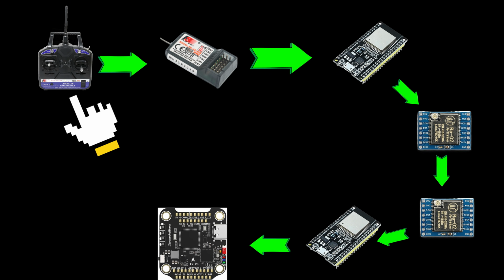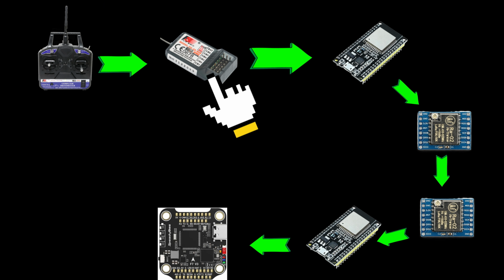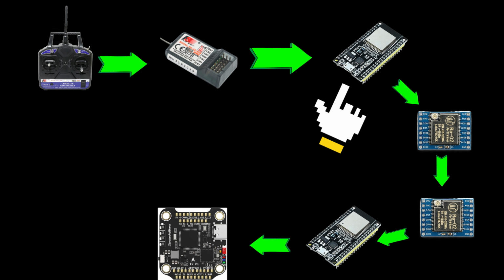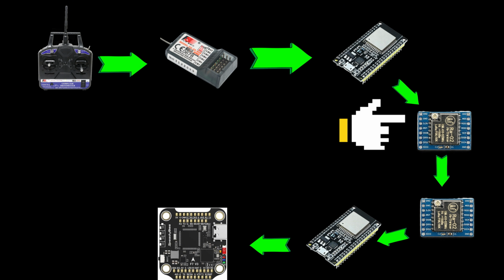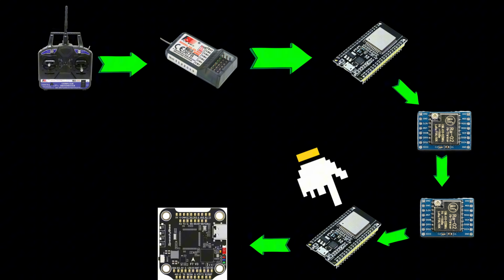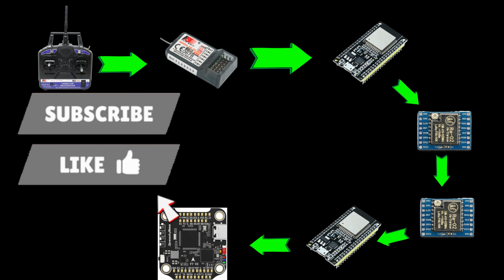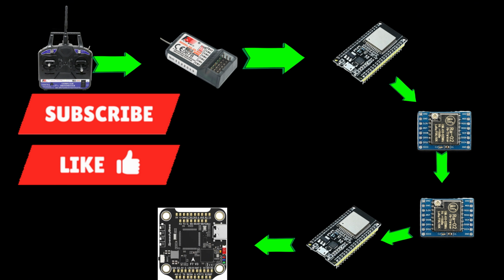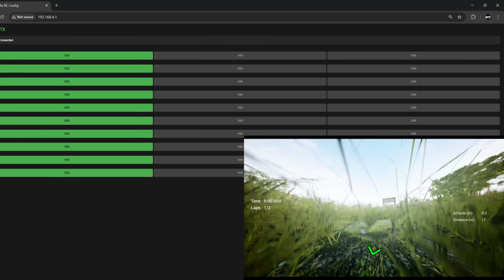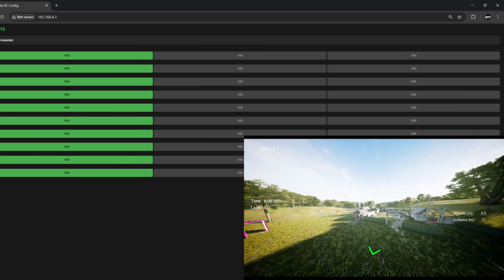The transmitter sends to the receiver and the receiver sends to the ESP32, and it converts the PWM signal into LoRa and sends it out. The receiver LoRa collects the data and sends it to the ESP32. The ESP32 converts the data into iBUS protocol and sends it to a flight controller. The system also supports virtual channels and Bluetooth control.